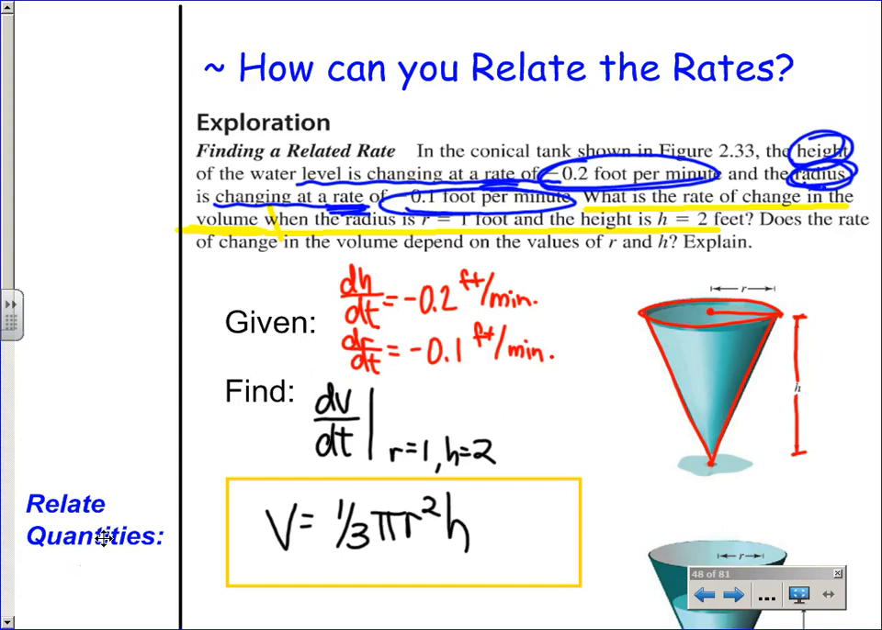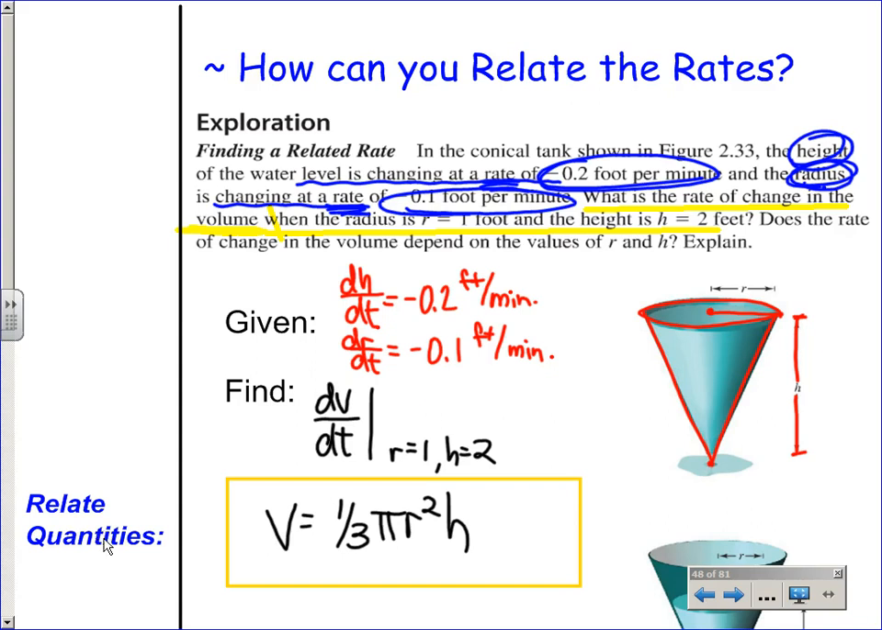Why is there a dV/dt there? Do you see it in the words, though? Look at the yellow. What is the question? What is it? They don't know it, with a little question mark. It's what you're supposed to be finding, right? What is the rate of change in the dV/dt? When? What's another way of saying when? Such that the radius r is 1 foot and the height is 2 feet.